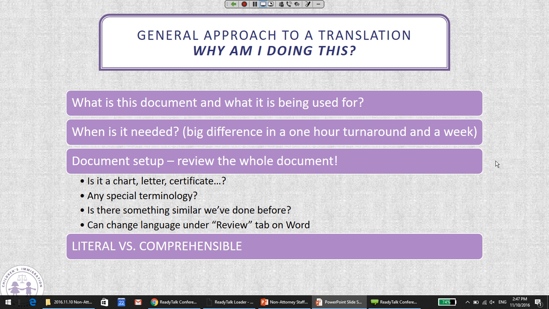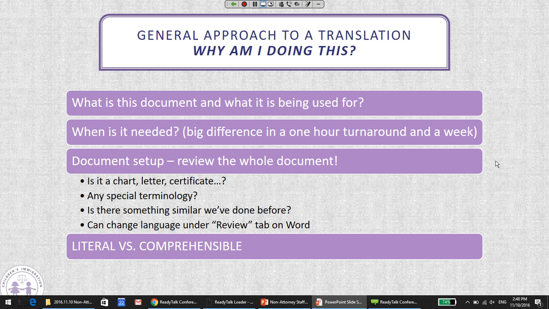So a really broad, quick overview of translations: what's the first thing you should ask yourself when someone says, hey, translate this document? You want to say, why am I doing this? Not say that out loud, as in, why would you ever give me that? But the idea is to get the big picture down first, right?